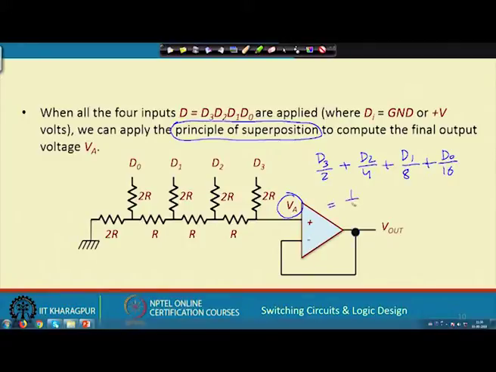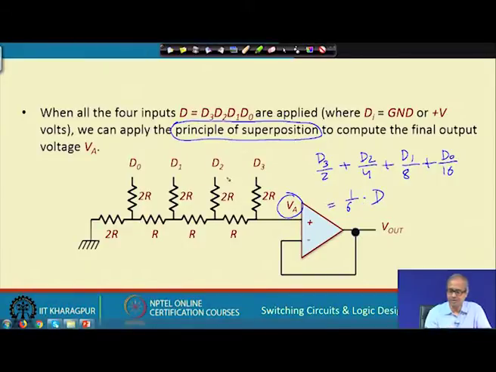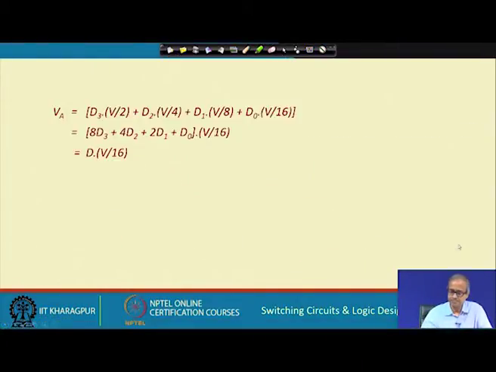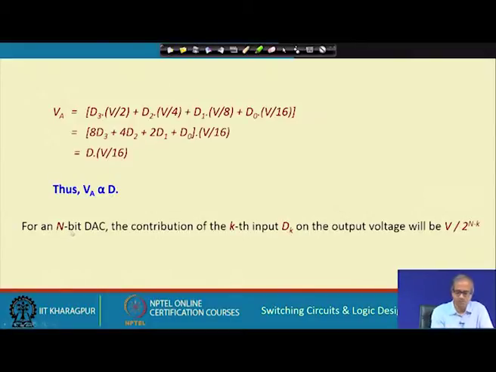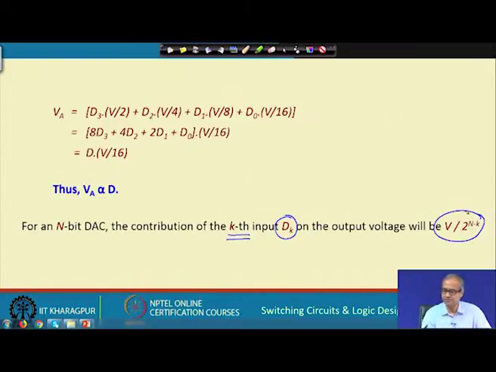So, if you take 1 by 16 common, it becomes the decimal equivalent of the number. So, VA is proportional to D, and because this is a voltage follower, Vout will also be proportional to D, right. This is how this works. This is the calculation, as I said. So, this becomes finally V by 16 times D. Therefore, VA is proportional to D, and just one thing to note, for an n bit DA converter, in general, if you look at the kth input dk, the corresponding contribution will be V divided by 2 to the power n minus k, because for a 4 bit converter it was V by 2, V by 4, V by 8, it comes just like this.